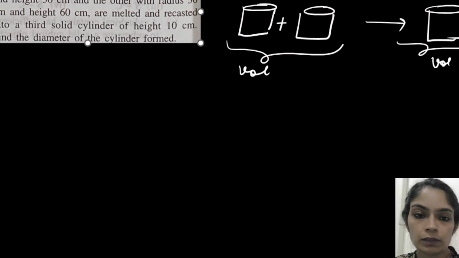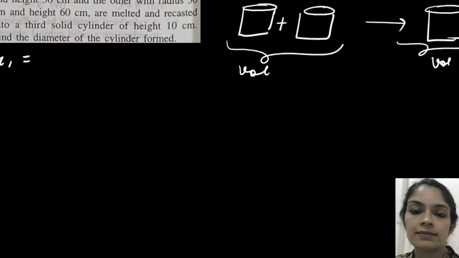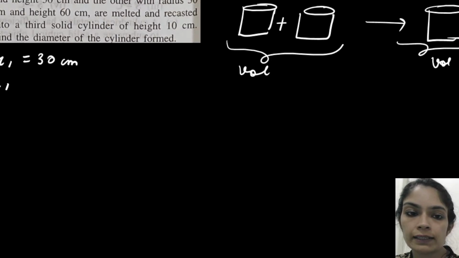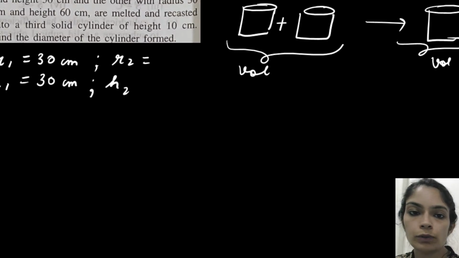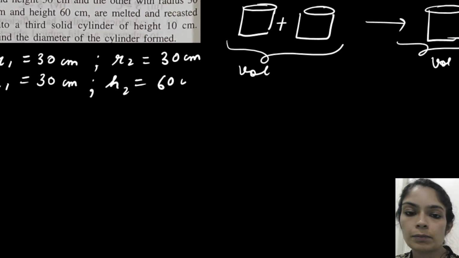I'll just write the values. Here I will write R1, the radius of the first cylinder. The diameter is 60, so diameter divided by 2, 60 divided by 2, is 30 centimeter. Height I'll write as H1, equal to 30 centimeter. For the second cylinder, I'll write R2 and H2. The radius is given to us, so directly we take R2 as 30 centimeter. Then the height H2 is 60 centimeter.